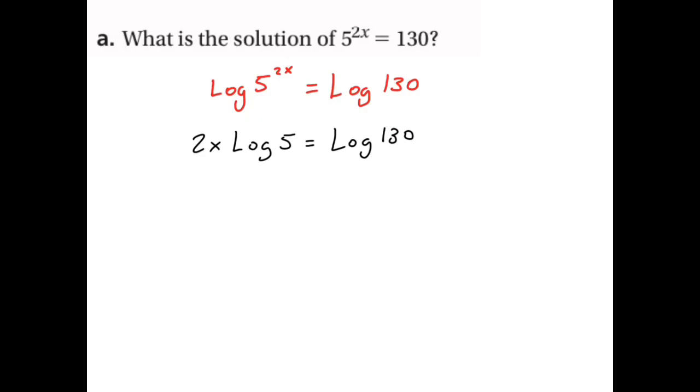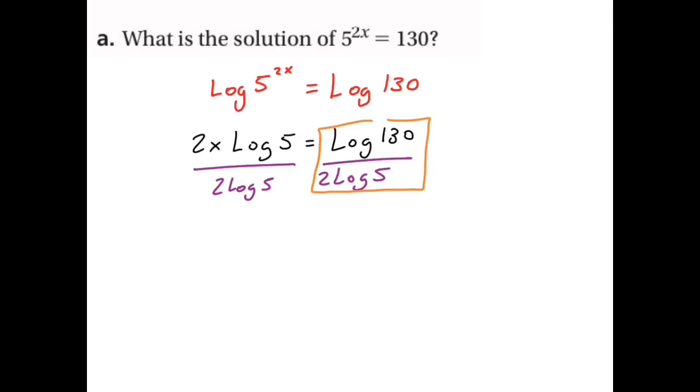Well, same idea as the last one. We want to get x alone, so we'll divide by 2 log of 5 on both sides. This is what we need to put in our calculator.